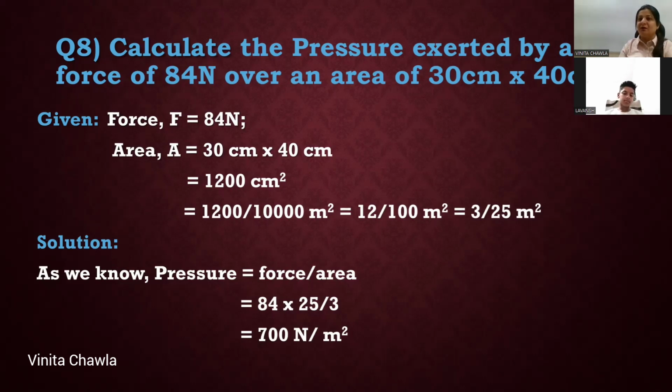If you have area, mention the unit, meter square or centimeter square. If you have found out the value of pressure, then say 700 Newton per meter square. This is how you should speak. If you say just 700, then it becomes your habit, and you can forget to write the unit.